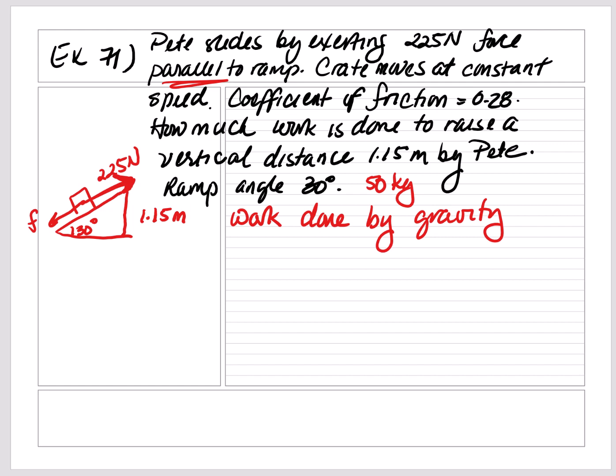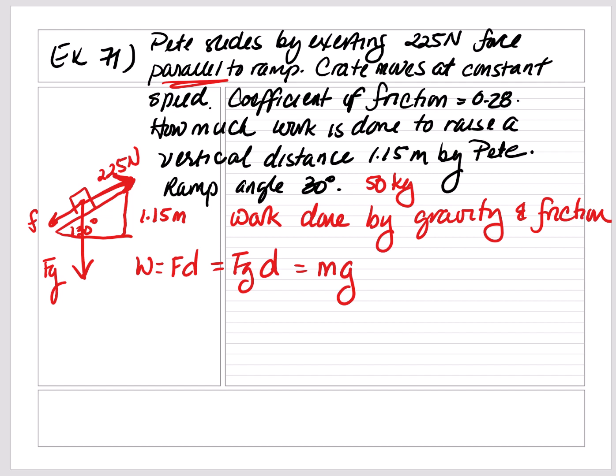And then the work done by friction. So to do the work done by gravity, I need to continue my free body diagram. Work done by gravity is due to weight. If I write my work is equal to force times displacement, this becomes Fg times the displacement. Weight is equal to what? M times G, mass times gravity, times the displacement.